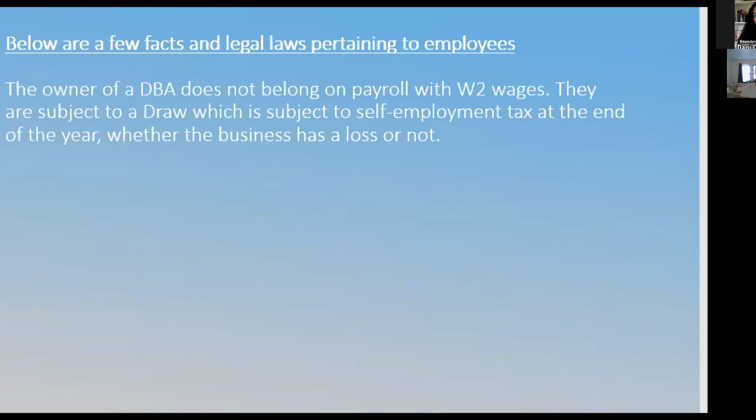The owner of a DBA, so that is Anays Caceres doing business as Anays Daycare, right? Does not belong on W-2 with wages. They are subject to a draw, which means every week I can give myself $500. And at the end of the year, I report those $500 at 52 weeks. And that is my income for the end of the year. This, again, is beneficial for people because you don't have to pay taxes on your income throughout the year. You pay them at the end. Depending on your tax situation is whether you get money back or you have to pay back or not. That's a totally different subject. But people who have a DBA should not be on W-2 wages, right?